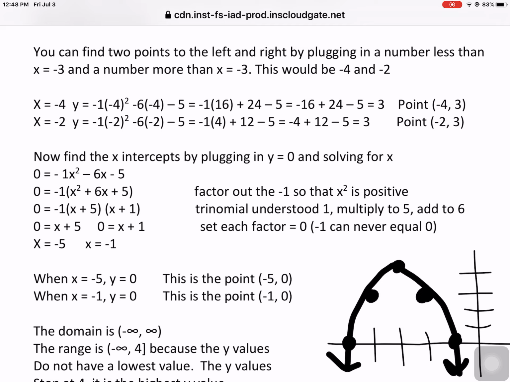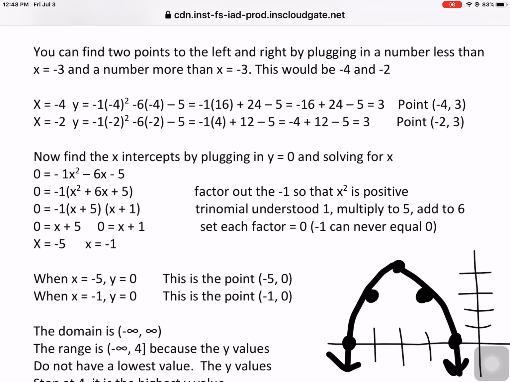Plug in x equals -2. Y equals -1 times -2 squared minus 6 times -2 minus 5. -2 squared equals 4. In the middle, -6 times -2 is 12. Remember, -2 squared has to be done first. It's an exponent, which comes before your multiplication. -1 times 4 equals -4, plus 12 minus 5 equals 3. This is the point -2, 3. Notice the 3's are the same. This is because of symmetry.